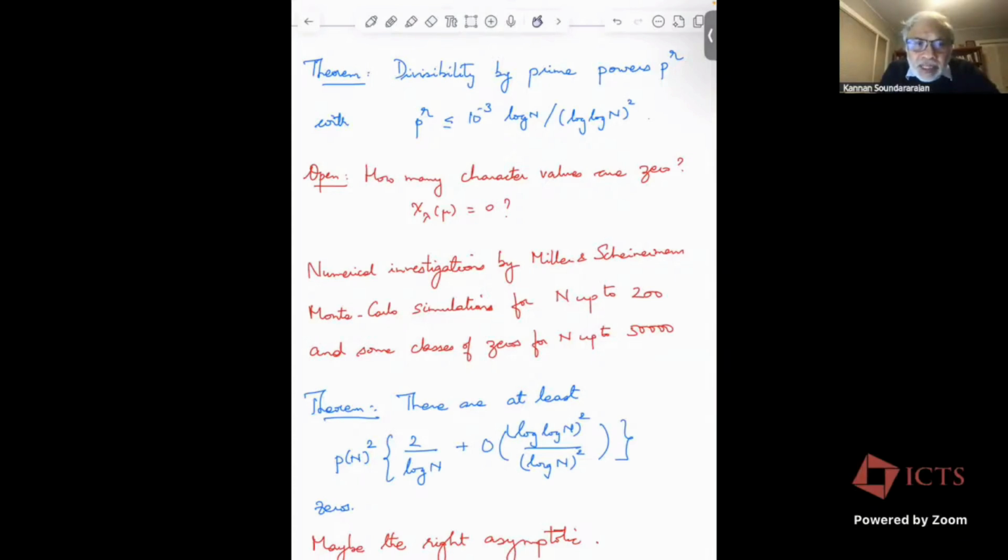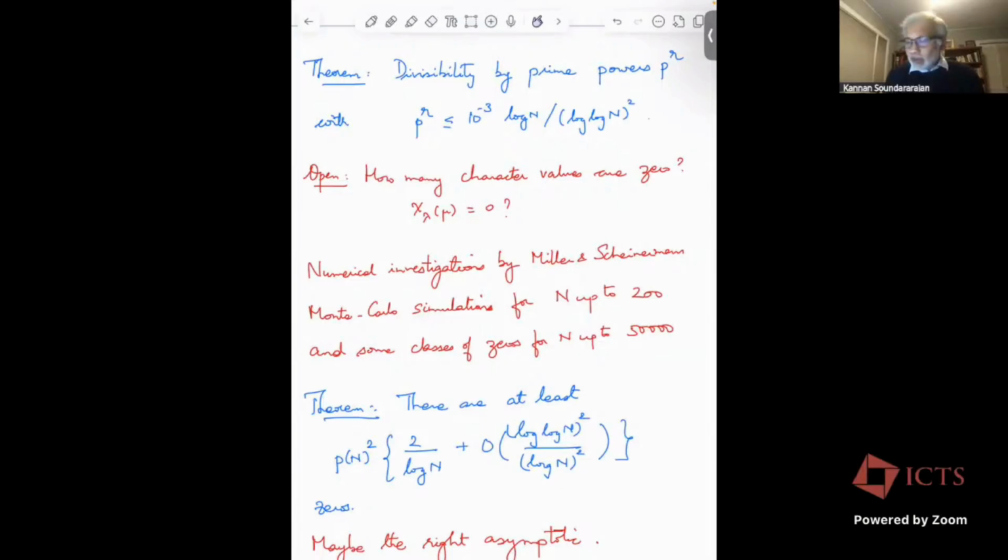However, this doesn't seem to be the case. Miller and Scheinerman recently did more large-scale investigations in the character table, and this time they did Monte Carlo simulations going up to the size of the group being 200, or sometimes, for certain special classes of zeros, going up to 50,000. And what they find is that the proportion starts going down, but it goes down extremely slowly as n gets larger.